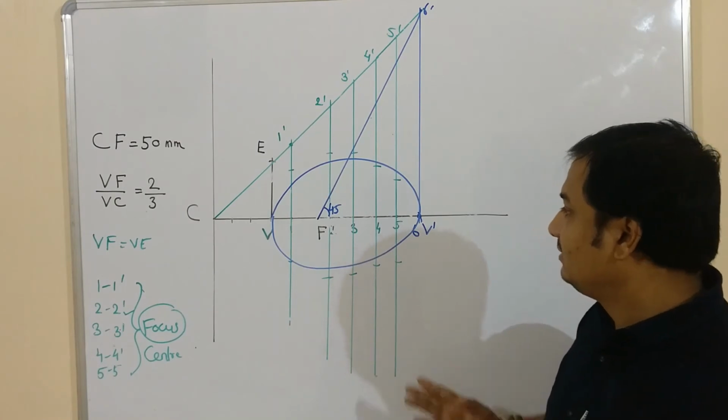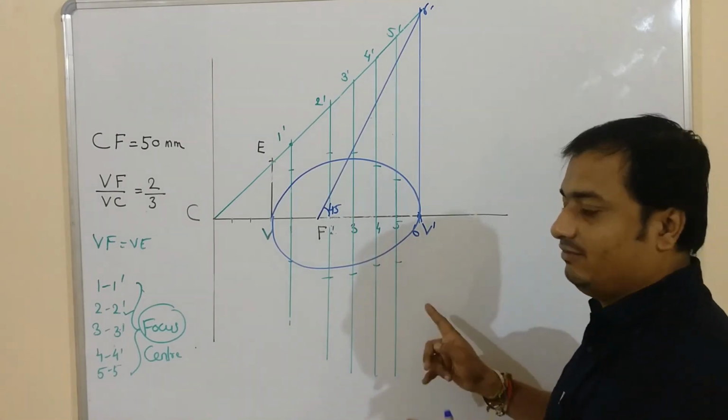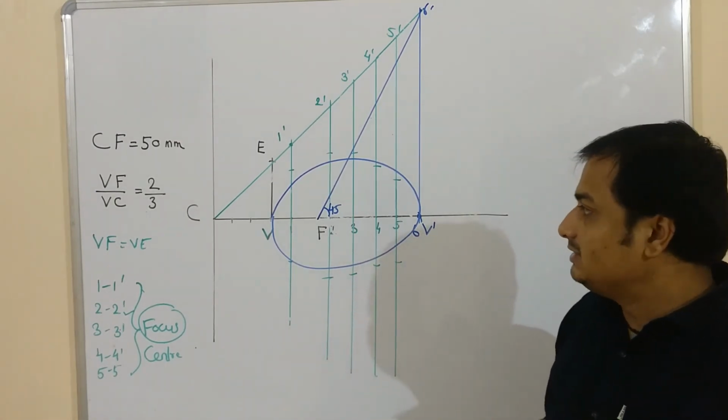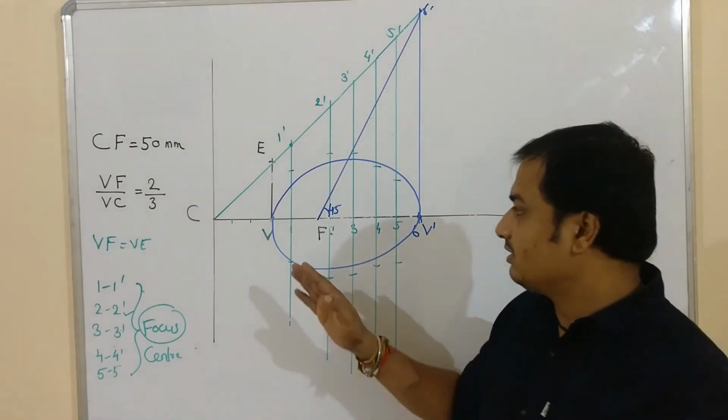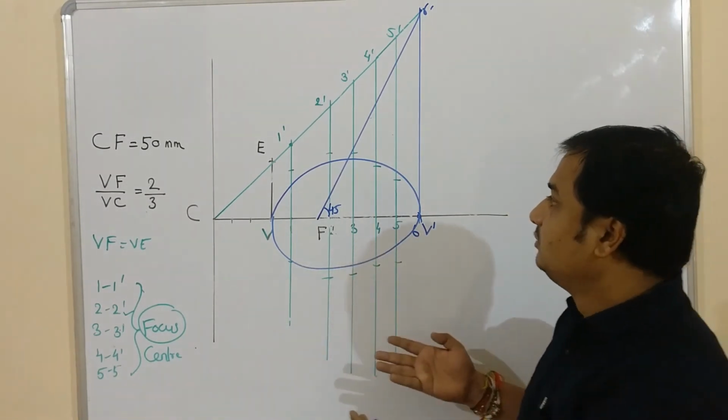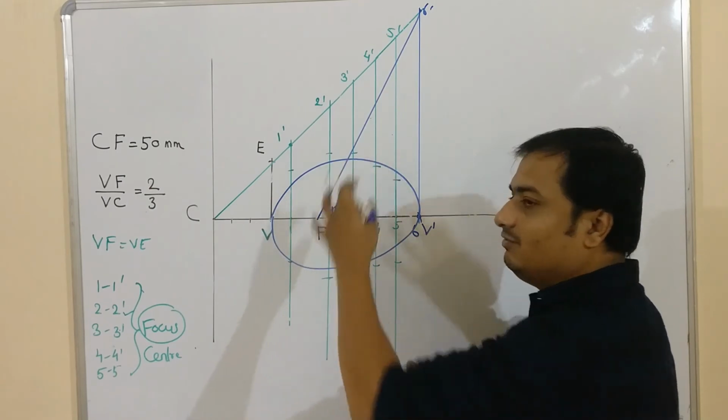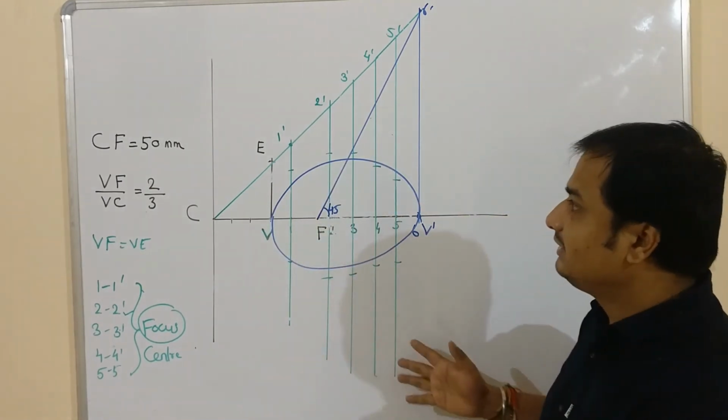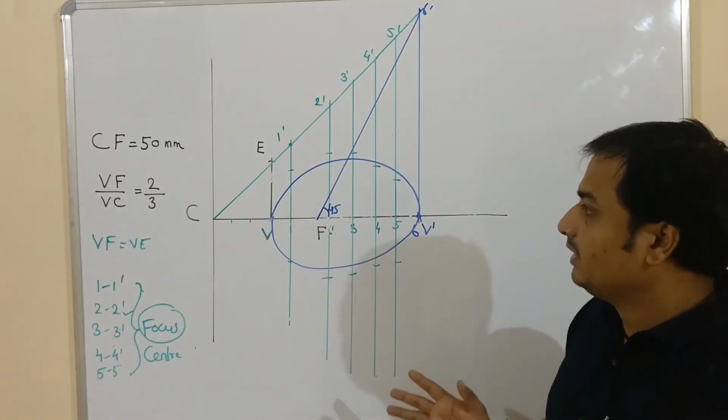Also, I have taken only 5 points on the right of the V. But as you increase the number of points on the right of the V, you will get more points, so that your curve will be smoother. So this is the general method which will be used for drawing the ellipse.